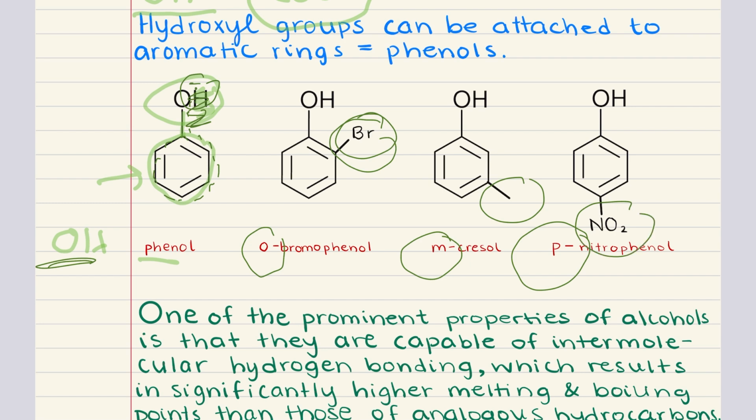Understanding these positions is crucial when naming substituted phenols. As a side note, the ortho, meta, and para system is a general naming convention that's used for di-substituted benzene rings, not just for phenols.